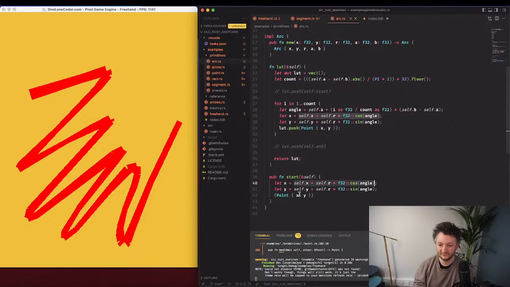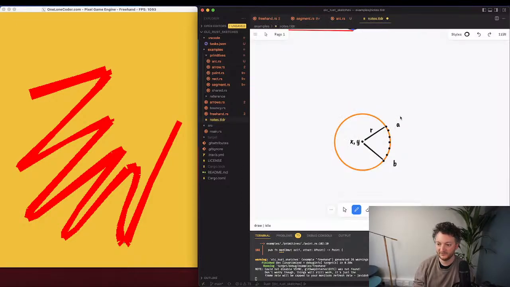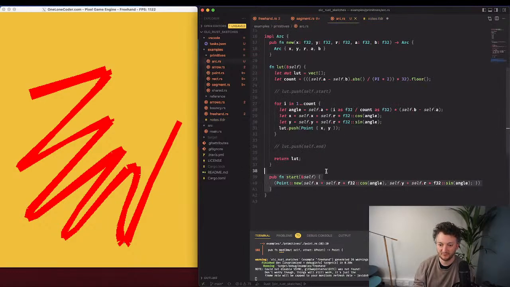Yes. I think I could do this. So that's going to be our start point. So here, start point is going to give us the actual point in space of this value A. And then end is going to be the point in space of value B.